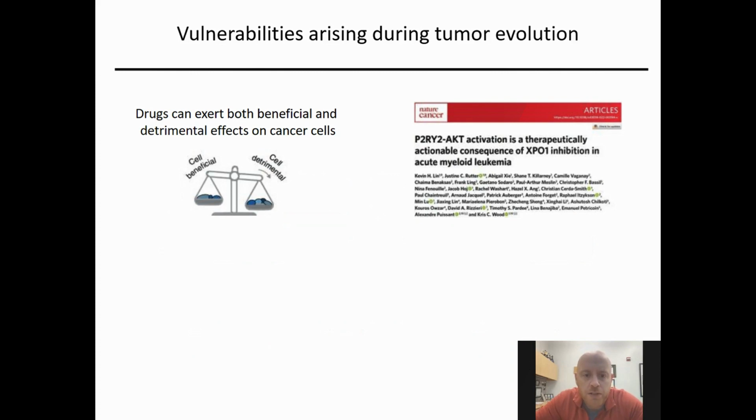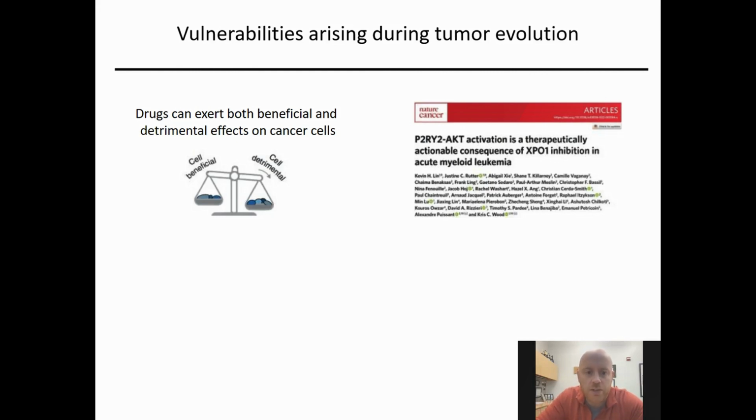So today I'm going to describe two stories from the lab that were recently published. The first is a study that involves the concept that drugs can actually exert not only detrimental effects on cancer cells, but also potentially beneficial effects. And that if we can separate out these beneficial and detrimental effects, we can potentiate the activity of anti-cancer therapies. This work was published in Nature Cancer in 2022.